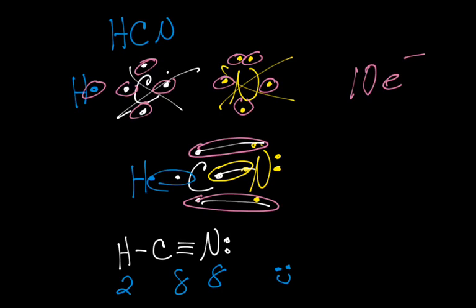So the last step, how many electrons do we have ending up? We have 2, 4, 6, 8, 9, and 10. So we have 10 electrons, which is how many we started with. So we did it. All right, let's try another one.